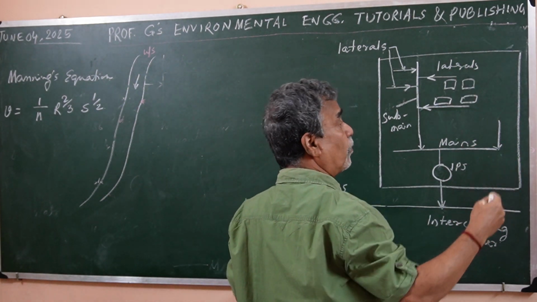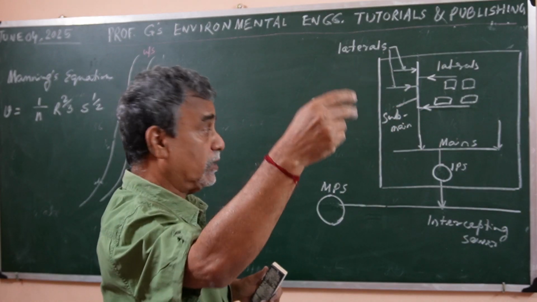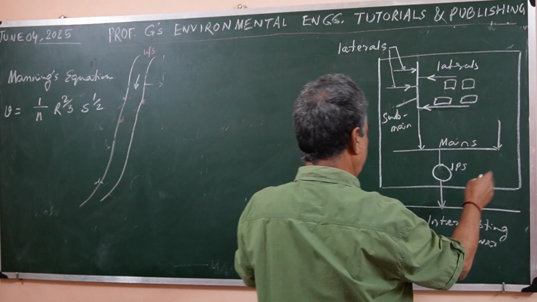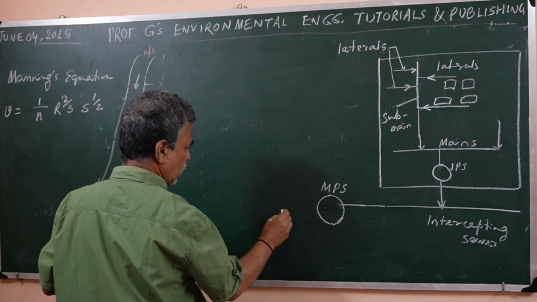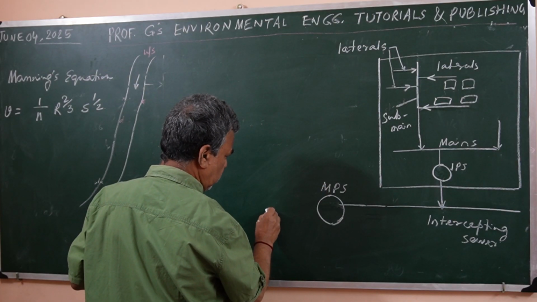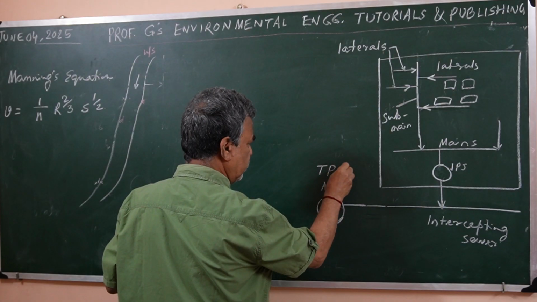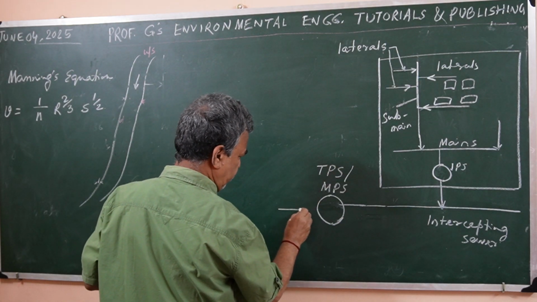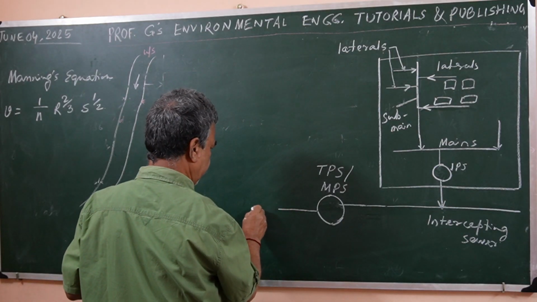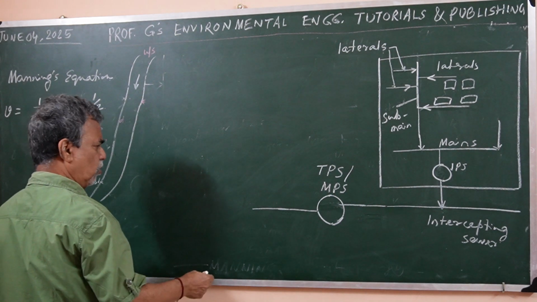Maybe if it is for boosting the head, there the booster pumping stations may be there, but the purpose is different. Here it is for collection purpose, as I have told. So this is the main pumping station, or sometimes we also call it the terminal pumping station, TPS. From where this goes to the treatment plant. It may be kilometers long or so.